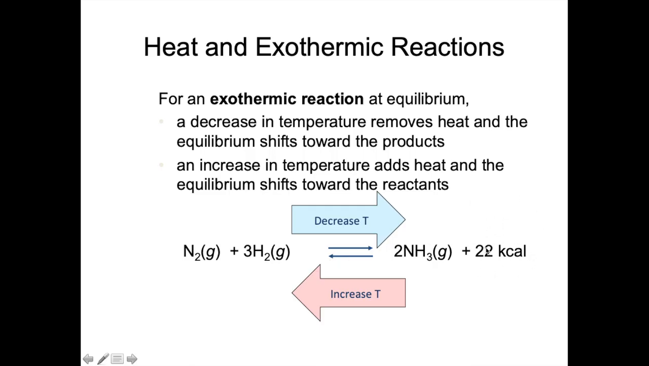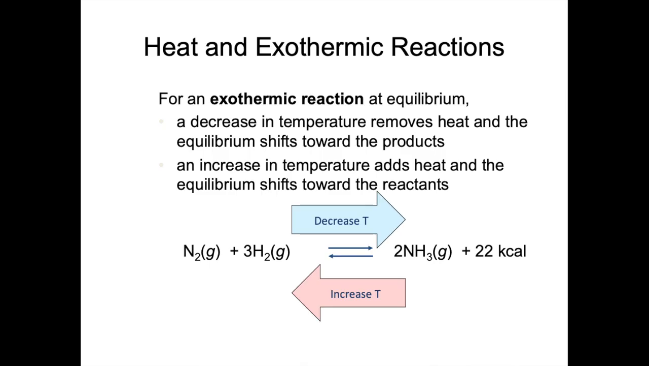So if we add heat to the system by increasing the temperature, the system would want to get rid of that extra heat. Well, the reverse reaction uses up heat. So increasing the temperature will shift the equilibrium to the reactant side, away from the side that has heat on it. Likewise, if you decrease the temperature, if you cool down your system, the equilibrium will shift to the right, towards the product side where heat is made. That extra heat being given out will compensate for the decrease in temperature that you just enacted.